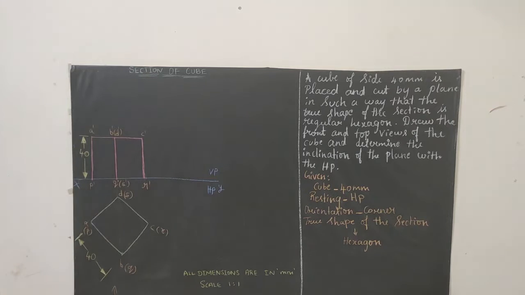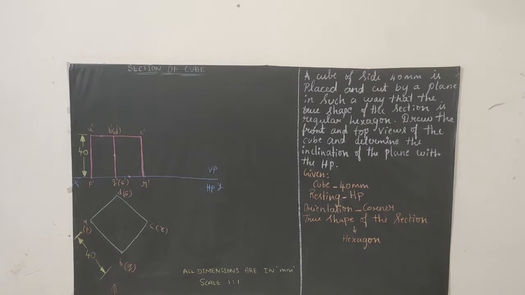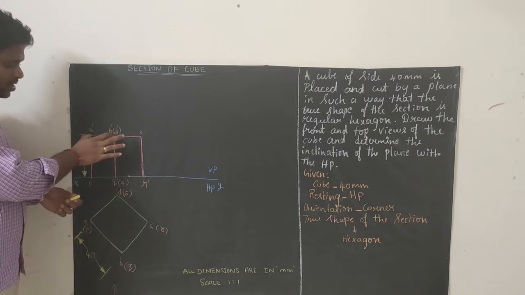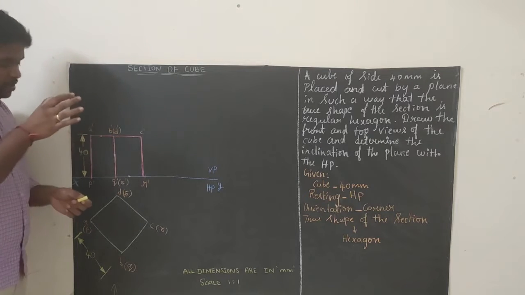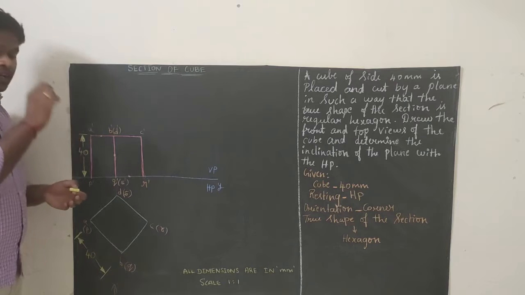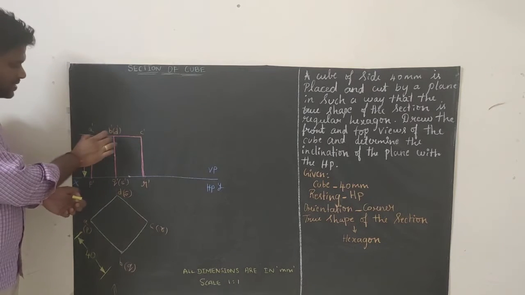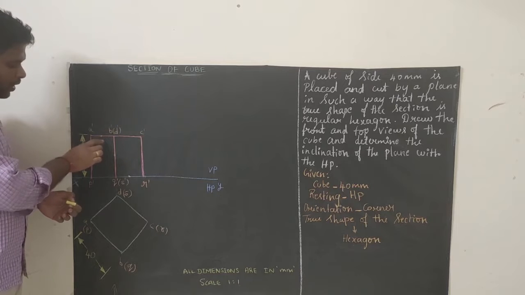Right now we have completed the front view and top view of the cube. Next thing we are going to draw the cutting plane. So for this sum, I will just give a hint how to draw the cutting plane. See, you have to bisect 3 lines. So first line is you have to bisect A dash and B dash. However much the distance may be, just keep your mark at the half of it. Just bisect this line and keep a point.